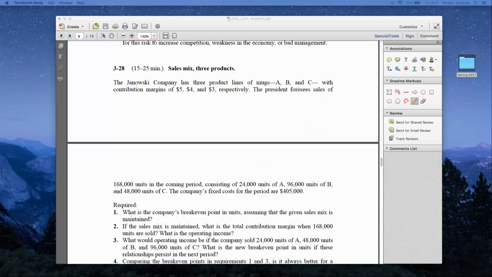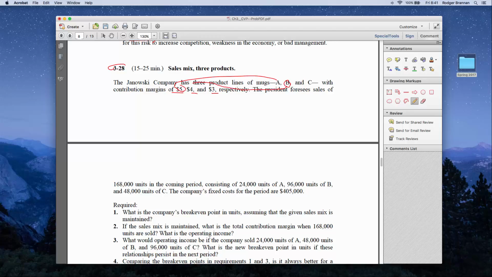All right, finally, multiple products. The nice thing here is that they streamline the solution for you somewhat. They say product A has a contribution margin of $5 per unit, B has a contribution margin of 4, and C has a contribution margin of 3.